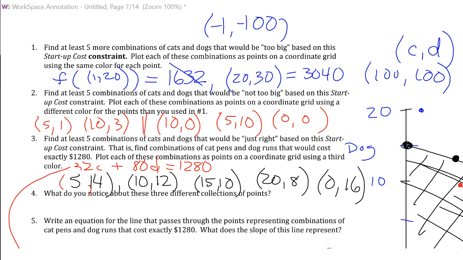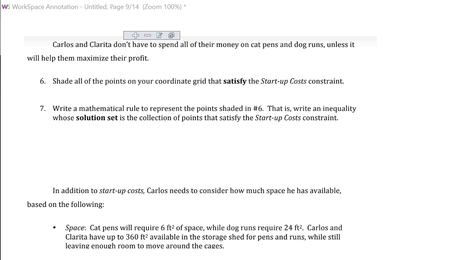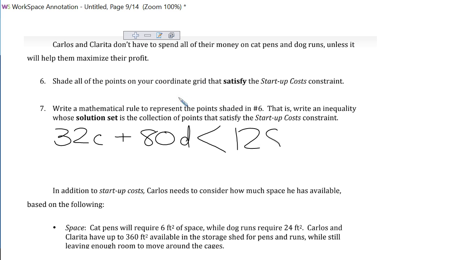So I want to write one in this form, because I think that makes a lot of sense. So would you write the maximum number of dogs, less than or equal to? So, $32 times each cat plus $80 times each dog run has to be less than $12.80.